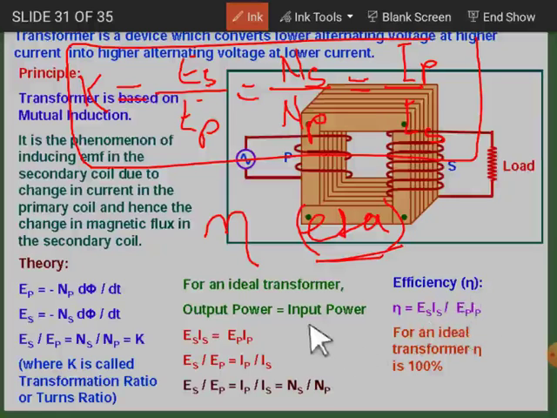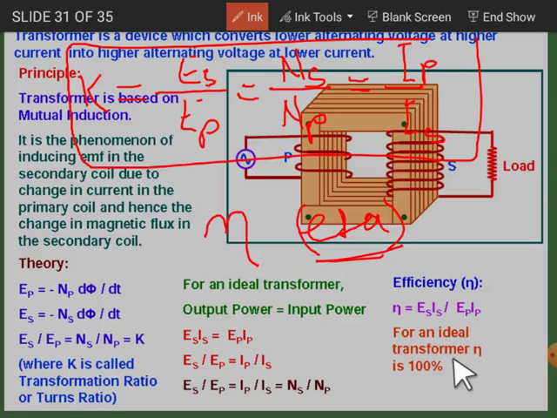But if the transformer is considered as ideal, then we take it that output power is equal to input power, then this will be equal to 1. So 1 means, in terms of percent, it will be 100%. 1 into 100% is 100, right? So for an ideal transformer, your efficiency is assumed as 100%. But in actual practice, it will not be 100%, okay?